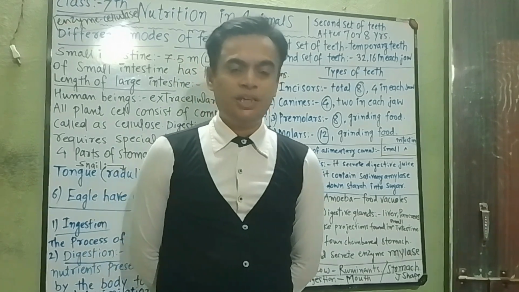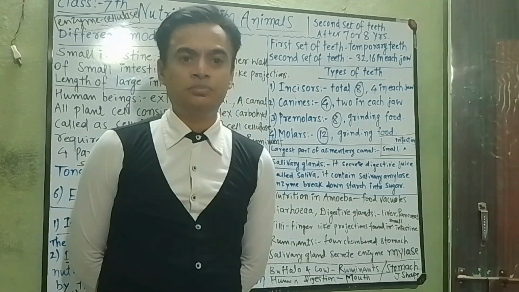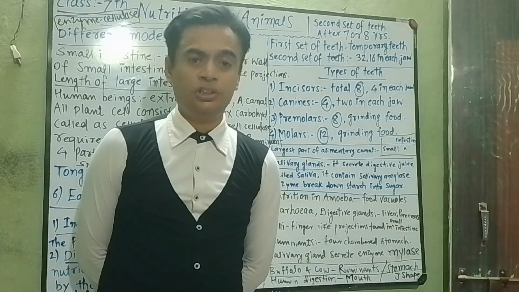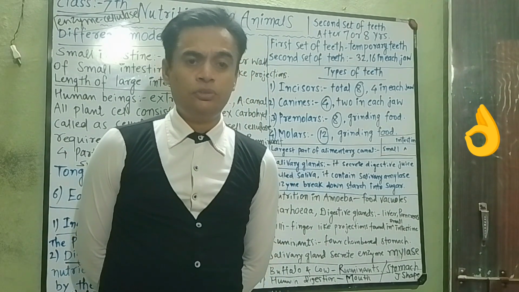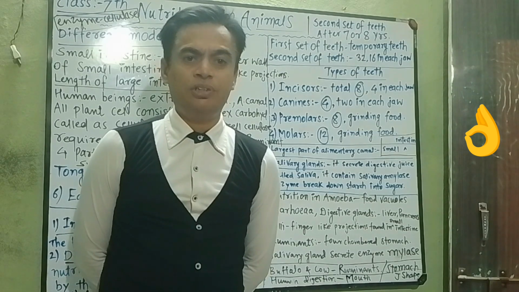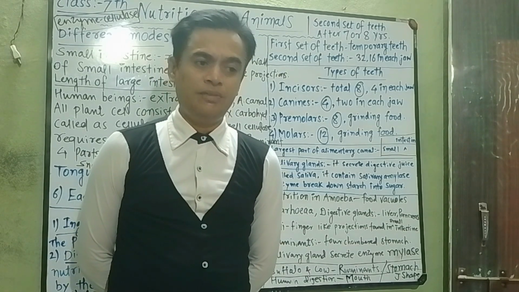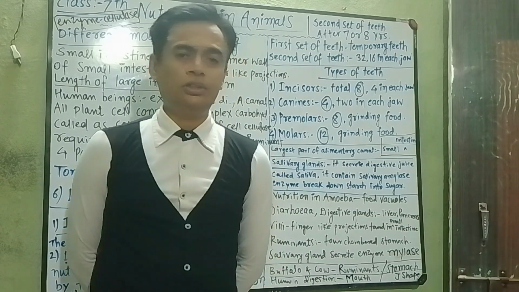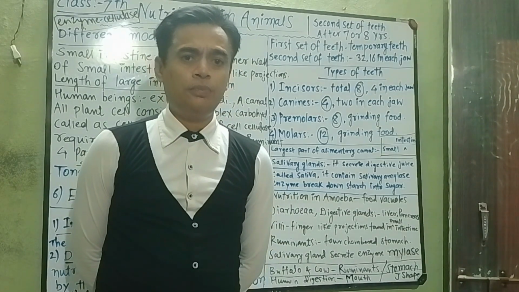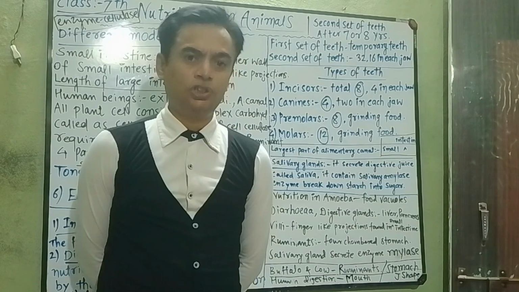But in animals, as the animals are large in numbers, animals are millions in numbers, the process of nutrition is very different in animals. So how is the process of nutrition different in animals? Initially you must know nutrition. The process of obtaining and utilizing food by living organisms is called nutrition.